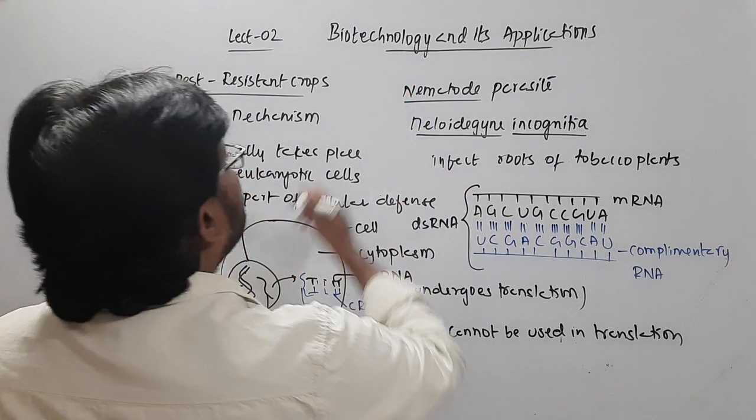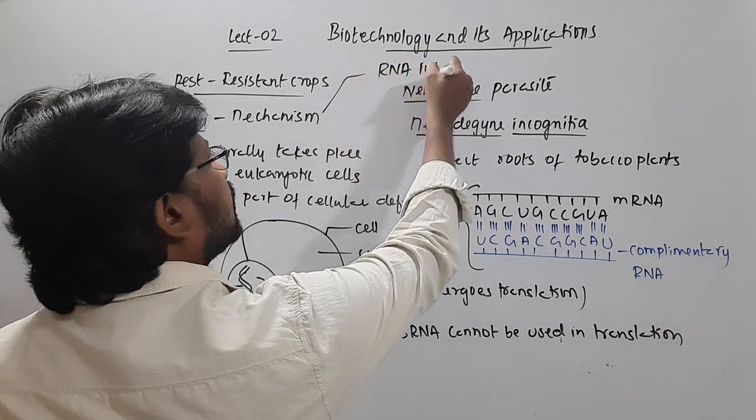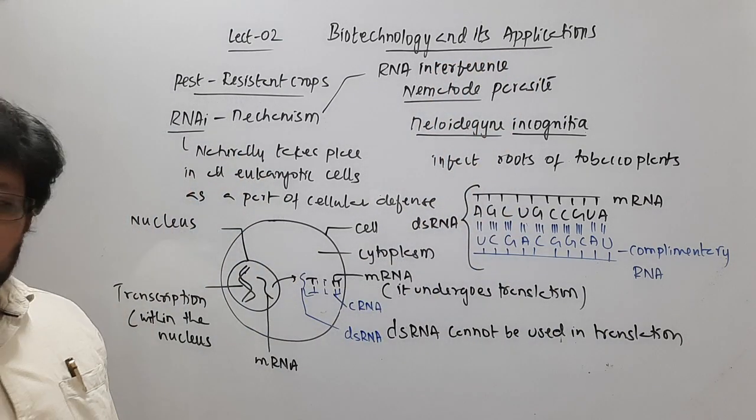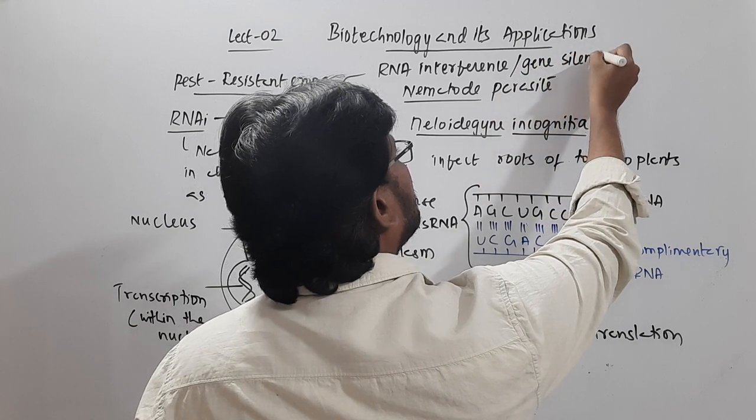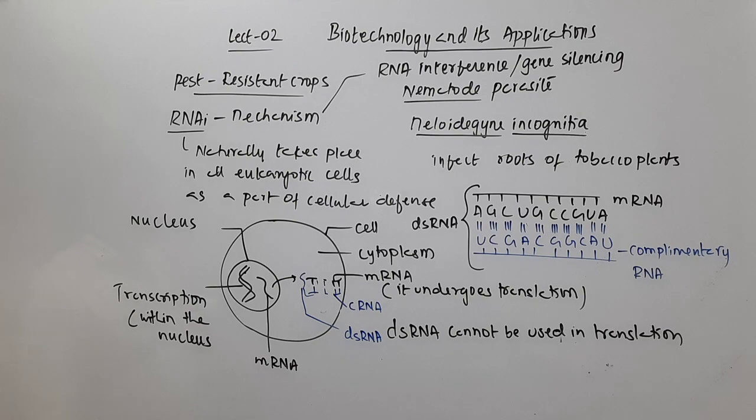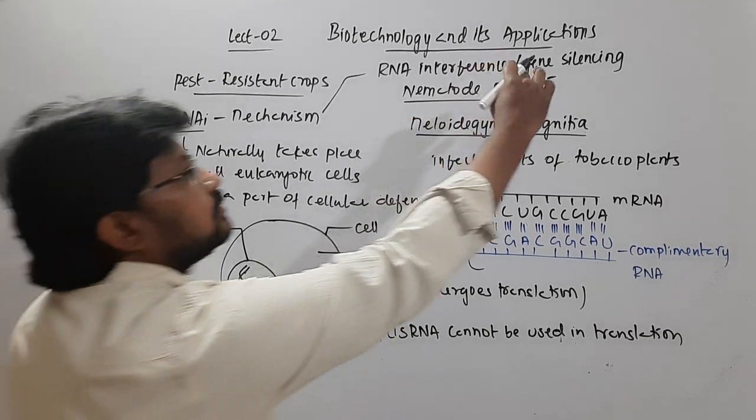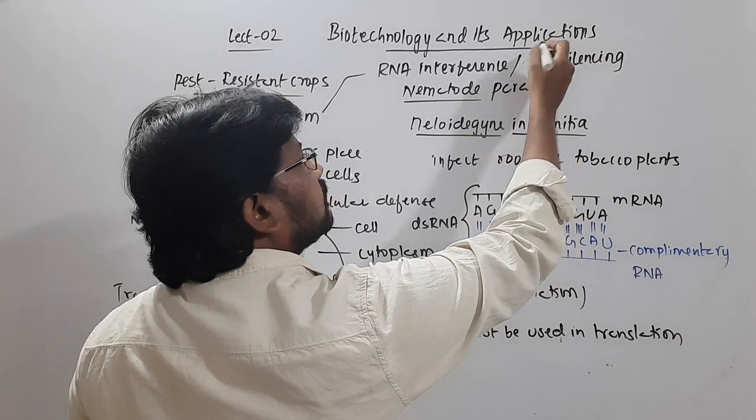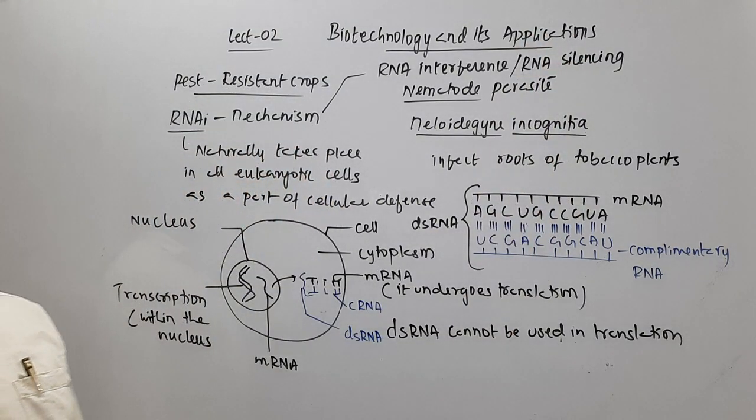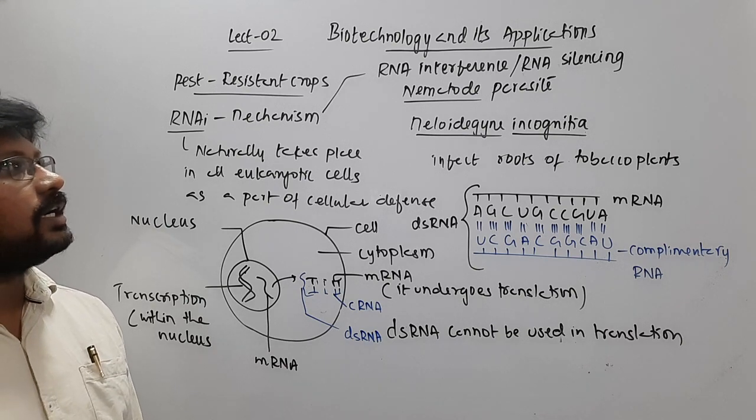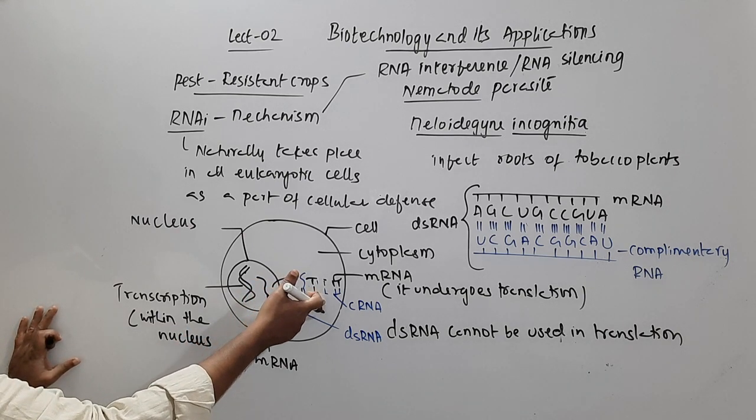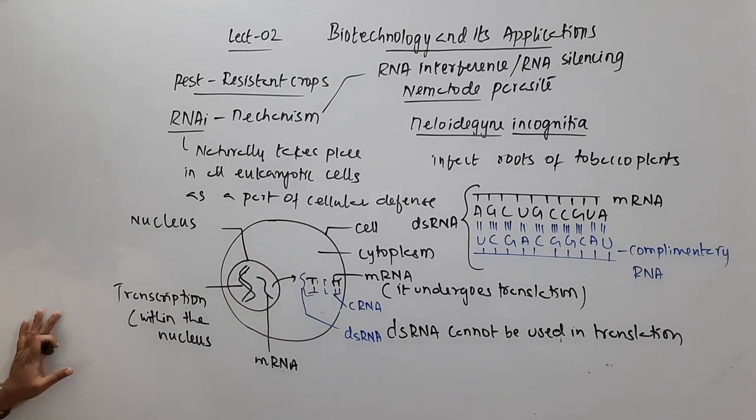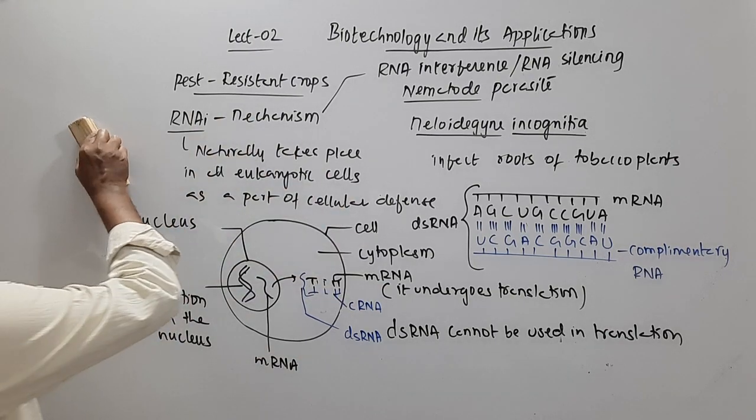So here the full form of this RNAi is RNA interference. As we have stopped the expression of the gene, I can also call this gene silencing, right? Okay, so instead of gene silencing, I'll take RNA silencing, because gene silencing is a broad term under which comes RNA silencing or RNA interference. So this is how RNA interference or RNA silencing works, so we are not allowing the RNA to undergo translation.